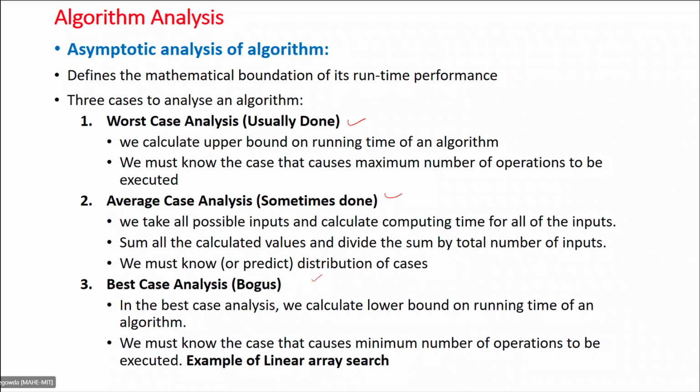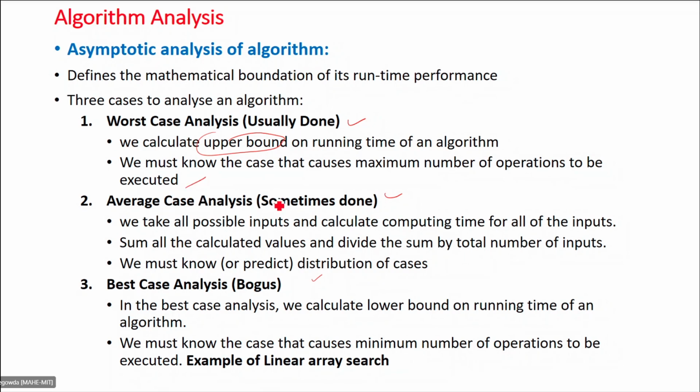The worst case analysis defines the input for which the algorithm takes a huge time. Normally the worst case gives the upper bound. We calculate the upper bound of the running time of an algorithm. We must know the case that causes the maximum number of operations to be executed.